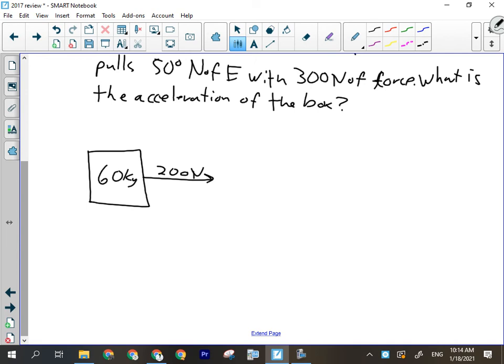Okay, and we'll say that's 50 degrees north of east with 300 newtons worth of force. So there's my two forces. That's my free body diagram. Other than kind of showing my givens, that diagram's pretty useless, other than it shows where my two forces are. Okay, what do I need to do with the two forces on that diagram? I have to draw another kind of diagram.